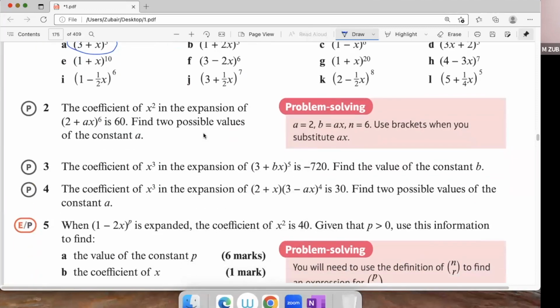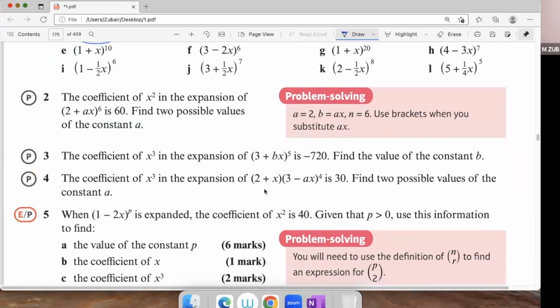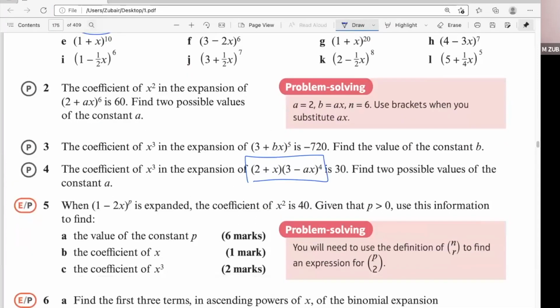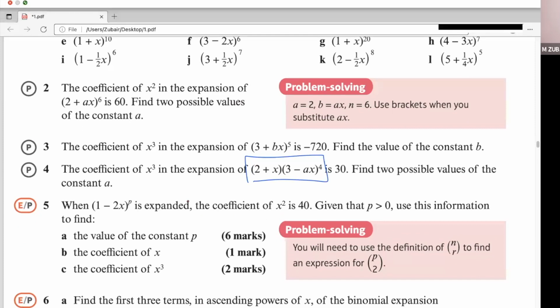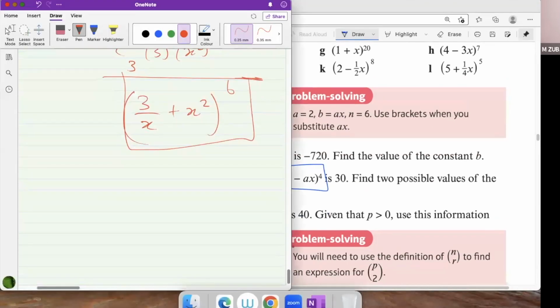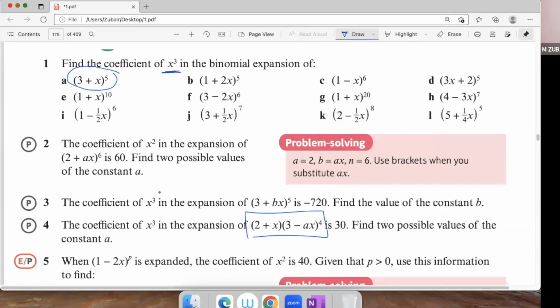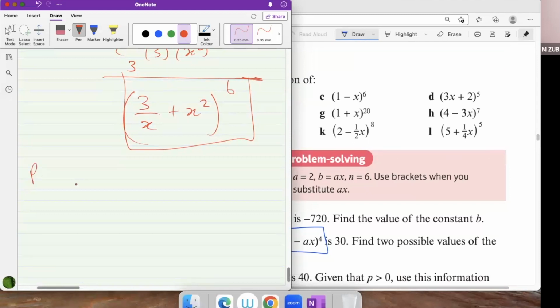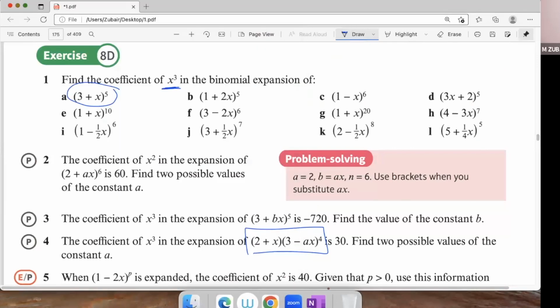Now look at this interesting question. The coefficient of x cube in the expansion of this question is 30. Coefficient of x cube in this expansion is 30. So I'm writing this question and solving it. This is page 166, question 4.